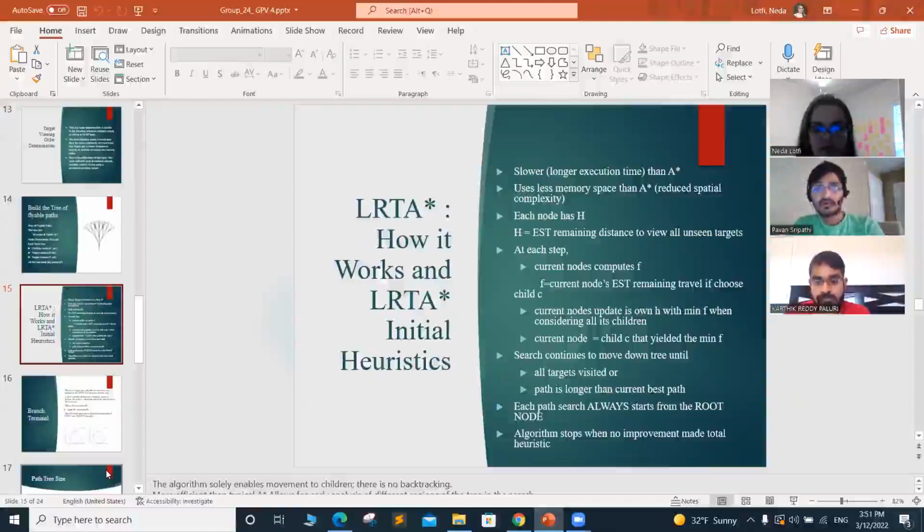So the current node can be the child that yielded the minimal function F, and the search continues to move down the tree until all targets are visited or the path is longer than the current best path. And LRTA star at each path search always starts from the root node, and this algorithm stops when there is no improvement made over the total heuristic.